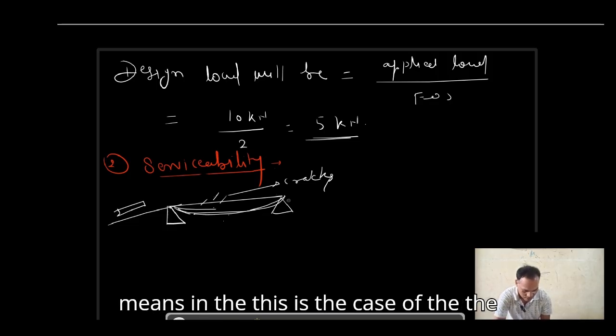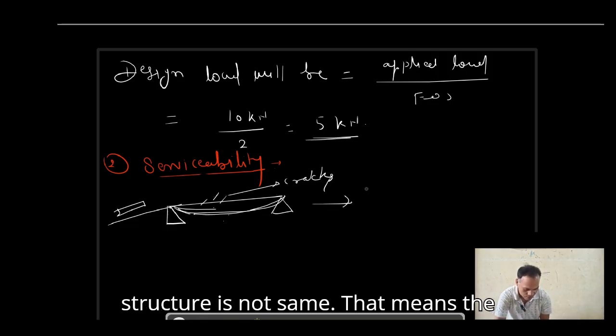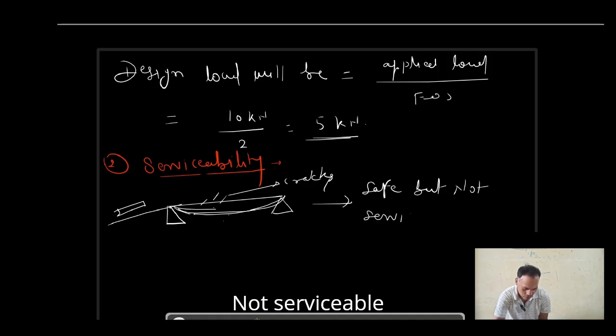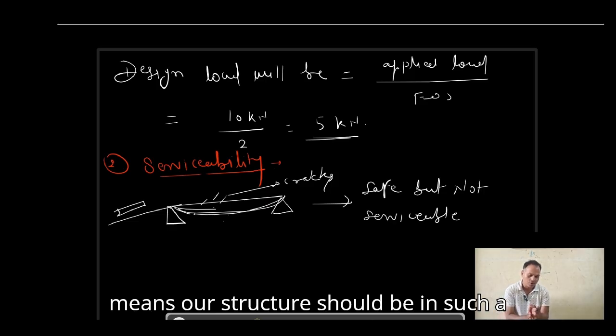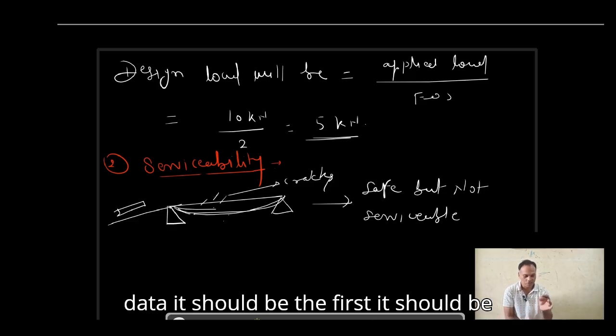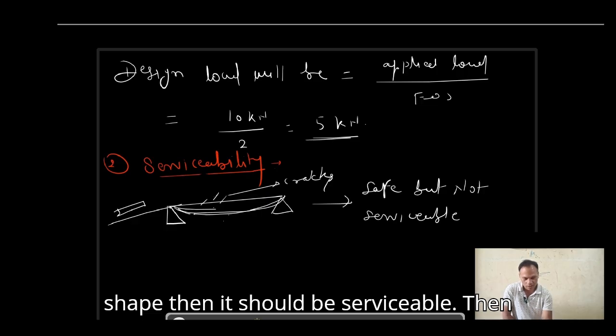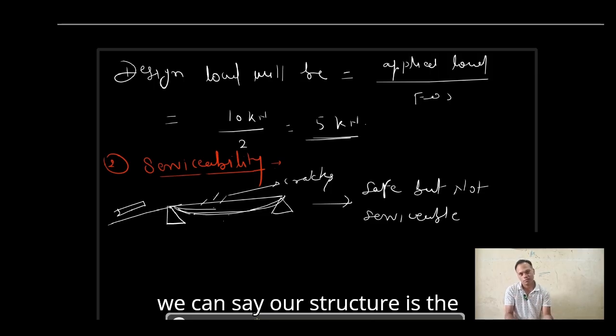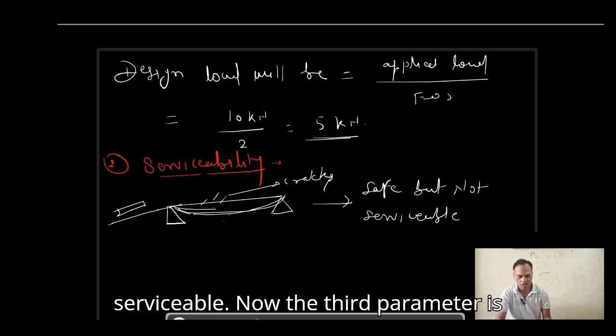That means this is the case where the structure has not failed, but it is safe and not serviceable. Our structure should first be safe, and then it should be serviceable. Then we can say our structure is serviceable. Now the third parameter comes.